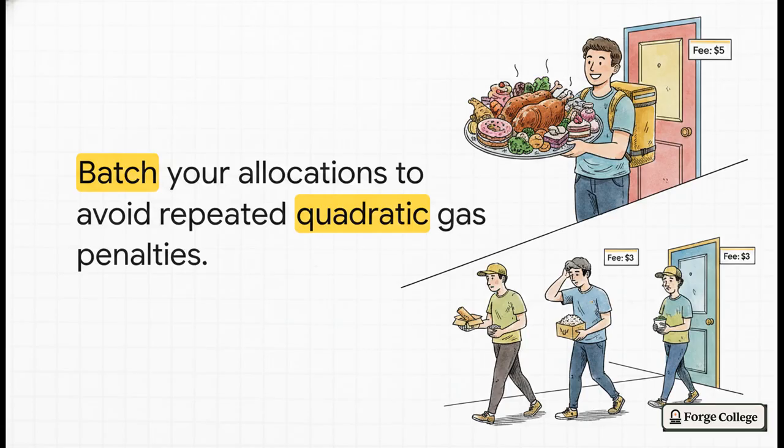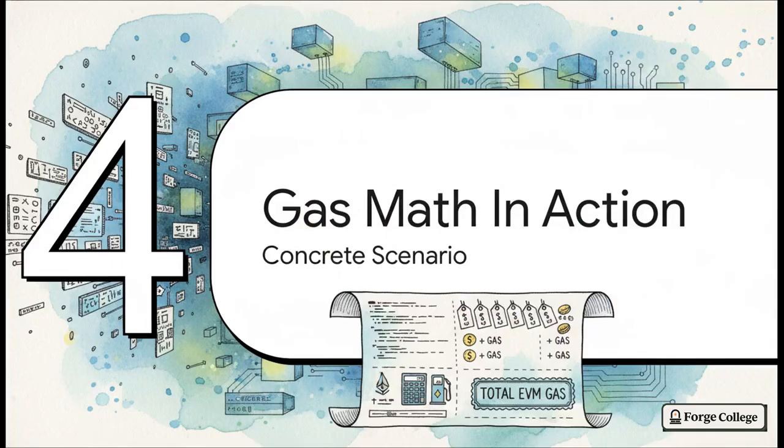But if you just compute your needs and ask for 96 bytes right up front, you only expand the table once. It's kind of like paying one delivery fee for a giant feast rather than paying 3 separate delivery fees for individual side dishes. It just makes sense. All right, let's see this in practice in Section 4, Gas Math in Action, a concrete scenario.